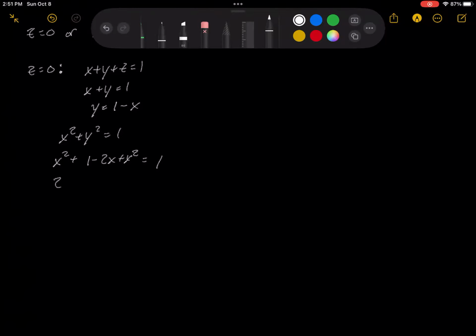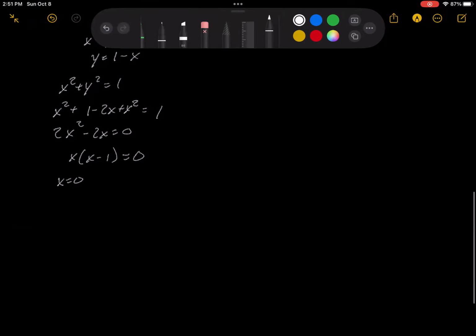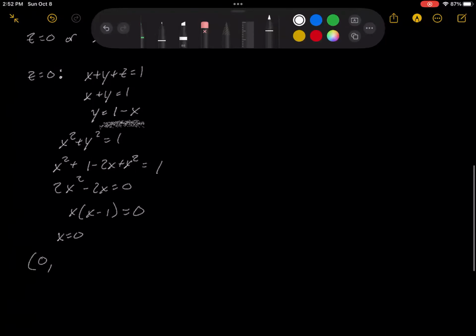What's it say? 2x squared, my 1's are gone, minus 2x must be 0. Let's get rid of those 2's and say that x minus 1 times x must be 0. Okay, so x is 0. I think that gives us a point. If x has to be 0, then y must be 1 minus 0, or 1. And this was all under the umbrella that z was 0.